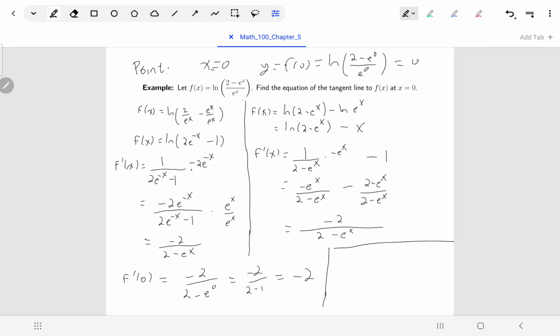So our line goes through the origin, the point 0, 0, with slope of negative 2. So for our line, using my point 0, 0 and my slope, I would say y minus the y coordinate equals slope times x minus the x coordinate, or the line is just y equals negative 2x. And there we go. That's my tangent line to that curve at x equals 0.